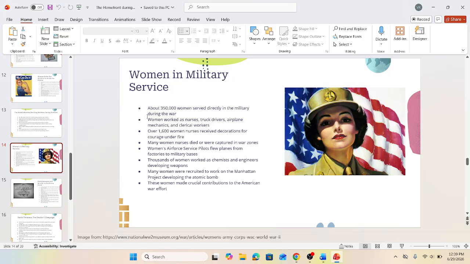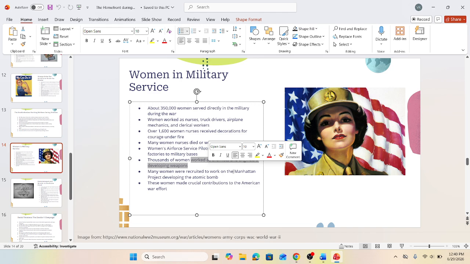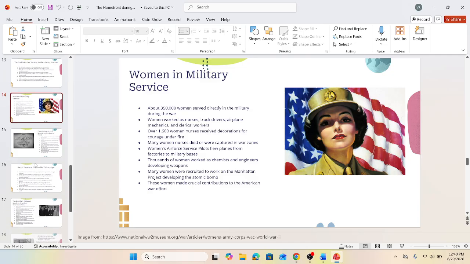Women also served in the military directly, typically working as nurses, truck drivers, airplane mechanics, or clerical workers. Over 1,600 women nurses received decorations for their courage under fire, and many women nurses died or were captured in war zones. Thousands of women also worked as chemists and engineers developing weapons, and many women were recruited to work on the Manhattan Project, which was the development of the atomic or nuclear bomb. A nuclear bomb is what's going to technically officially end part of the war, but we'll get to that in another lesson.